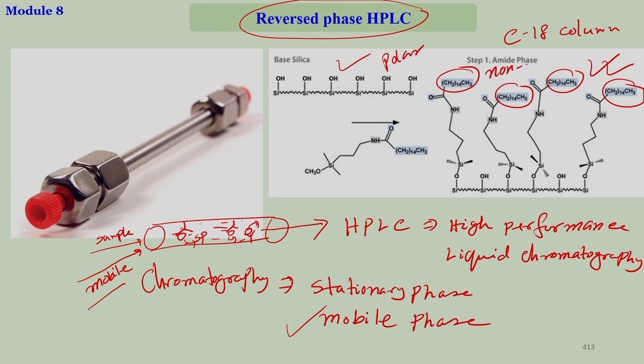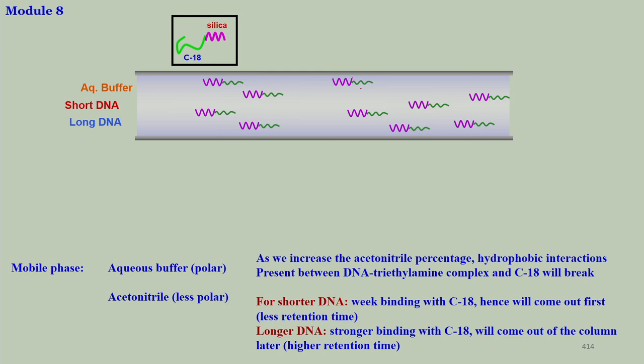So, you have changed your phase from the polar phase to the non-polar phase. That is why it is called the reversed phase. Ideally, your reversed phase HPLC column has a hydrophobic chain inside it. This is your stationary phase. This is the silica, and this is the carbon chain, carbon chain, carbon chain.